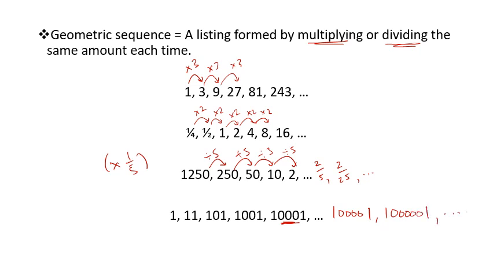This is not arithmetic. I'm not adding the same amount each time. And it's not geometric. I'm not multiplying by the same amount each time. So this is not geometric. It's not arithmetic. It's just a sequence. It's just a pattern. So I just want to show a counterexample so you can see what something looks like that's not a geometric sequence.